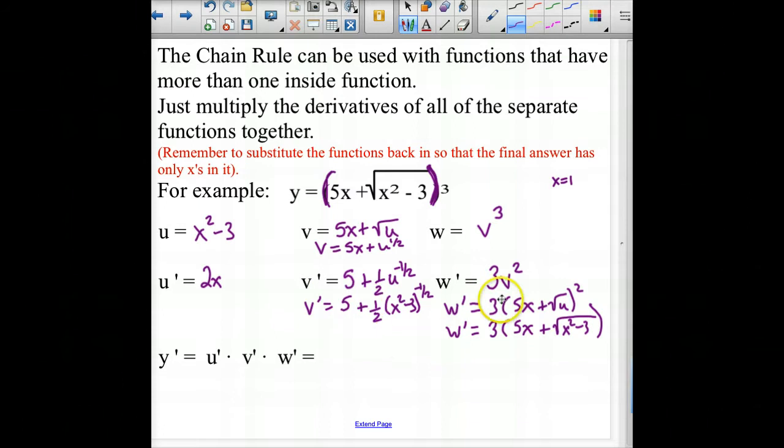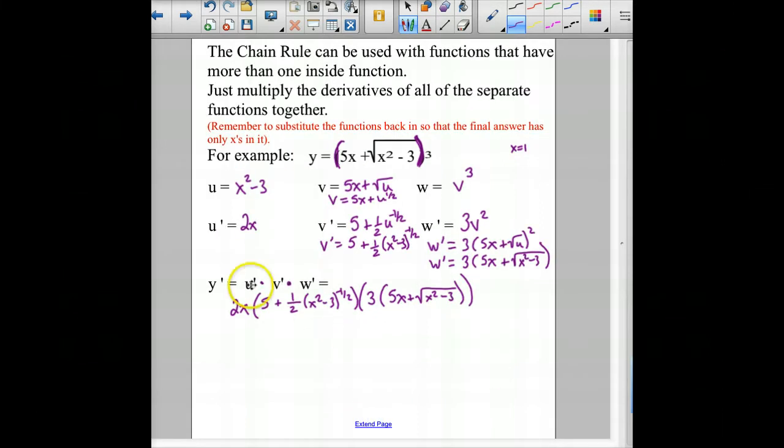So now we've got all of our derivatives, and we can just multiply them all together. Derivative of the inside times the derivative of the middle times the derivative of the very outside. So our final, not our final answer, but our final setup is 2x times, that's the u prime, and then 5 plus 1 half x squared minus 3 to the negative 1 half times. Notice they're all multiplied together, right? So use those parentheses. Don't be skimpy on your parentheses. And then this has a fraction in it. Technically that is 1 over 2, and then a negative 1 half means it was a square root in the denominator, x squared minus 3. Oops, that's not what I meant to write.